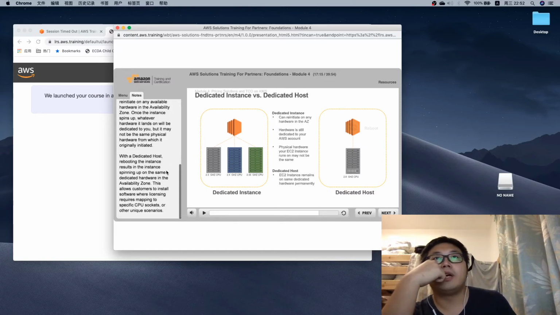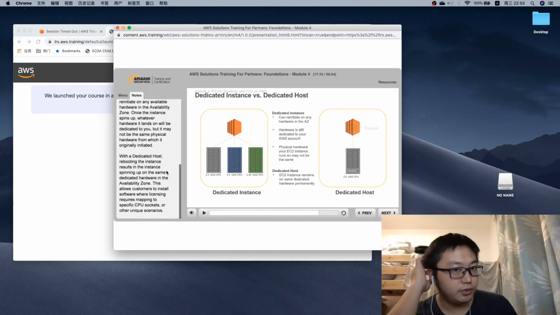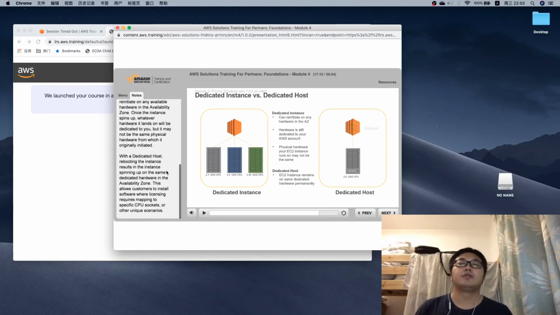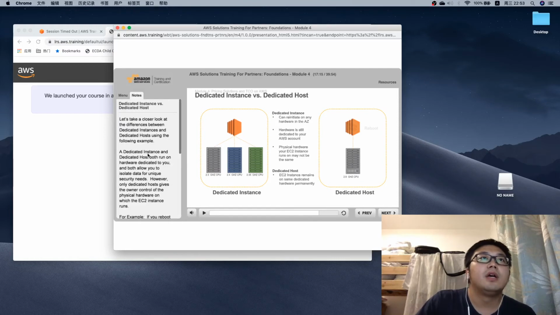Physical hardware your EC2 instance runs on may not be the same.